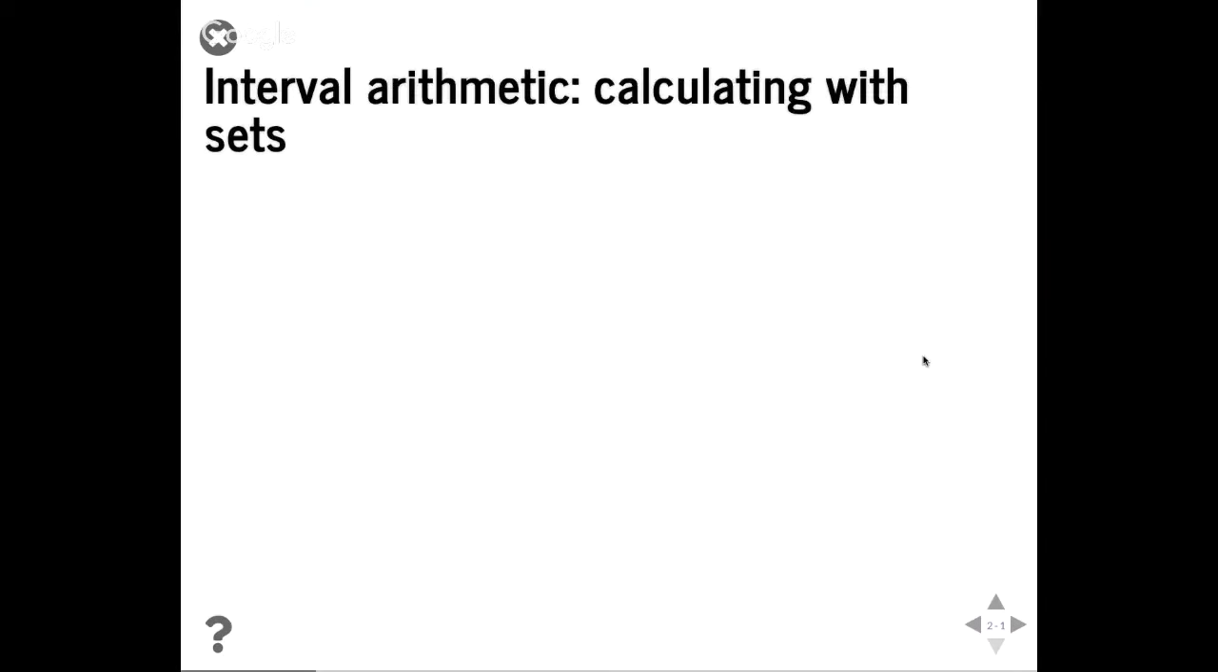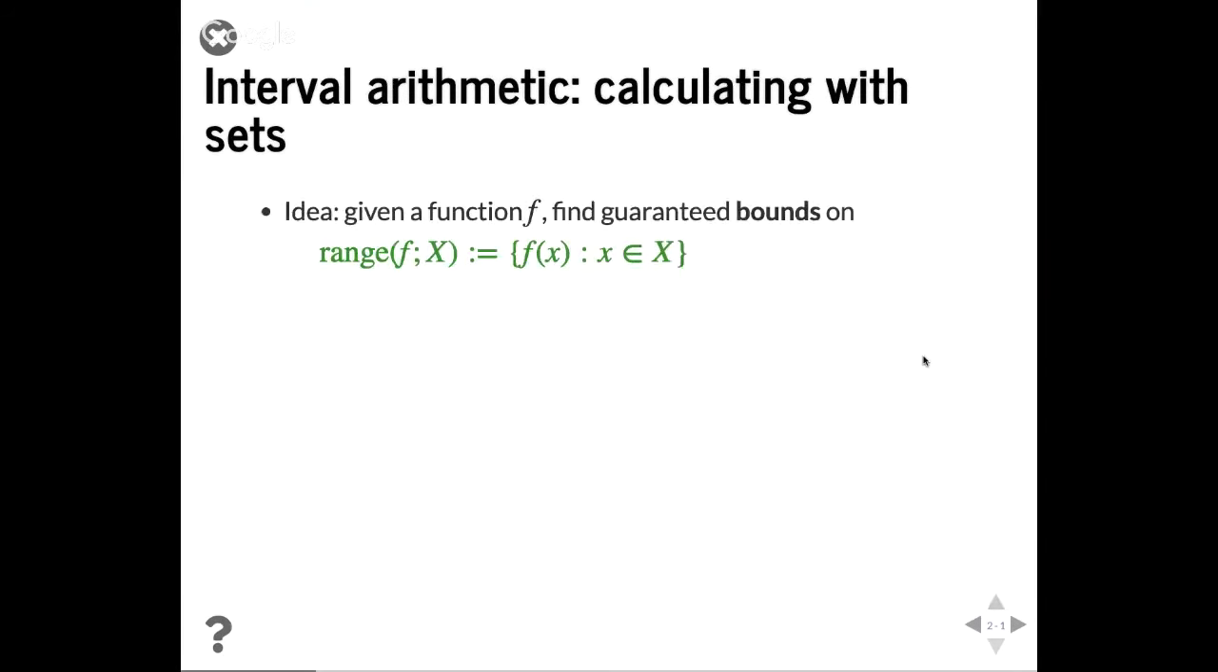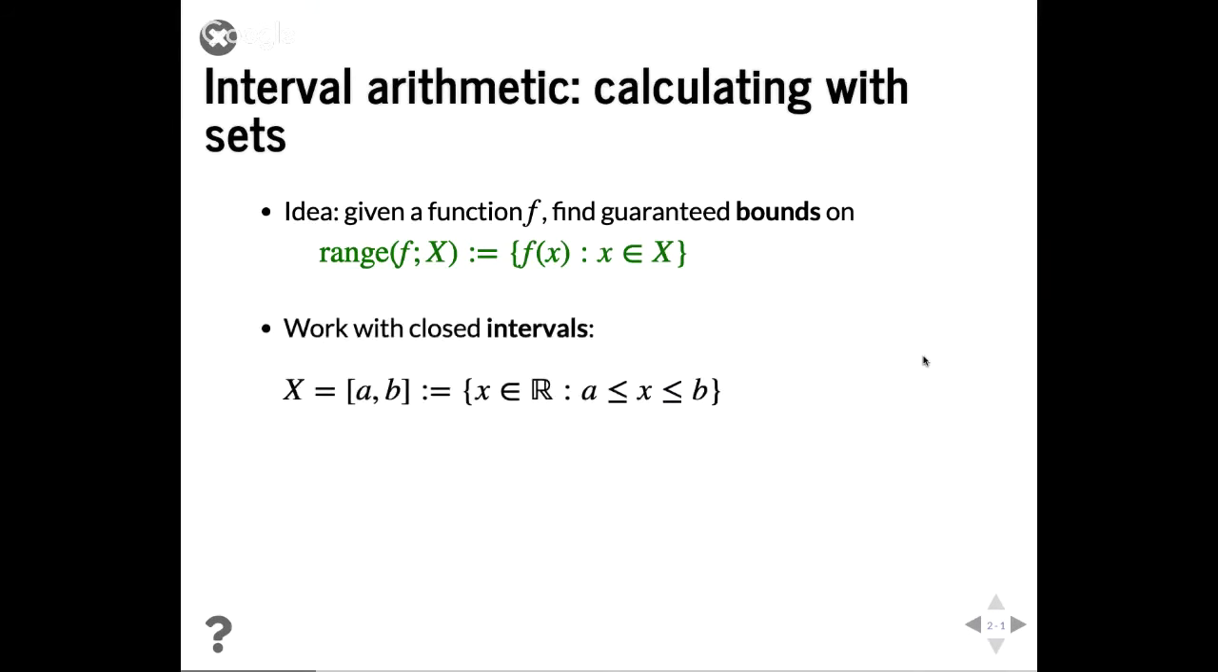Okay, so what is this interval arithmetic thing? How do I calculate with sets? As I said, I want to bound the range of a function over a set, which I'll write as range of f over x. The way we're going to do that is by doing calculations with closed intervals, which are all the real numbers between a and b. And a and b are going to be floating point numbers, which are the extremes of one interval. Then I'll implicitly calculate with all of the real numbers between those two floating point numbers.